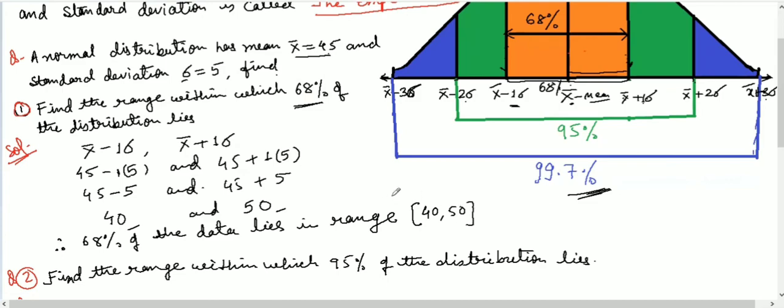So if you make the normal distribution curve here, this represents 45, and when you go to the right, 45 plus 1 standard deviation, here it will be 50, and 45 minus 1 standard deviation, here it will be 40. So within 1 standard deviation, 68% of data lies within the range 40 and 50.